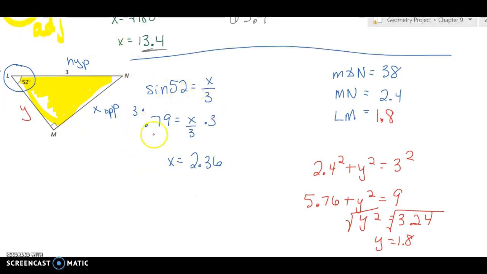And I solved this process to get 236. So I rounded that to 2.4. And then lastly, I didn't feel like doing another SOHCAHTOA, so I just did Pythagorean theorem, where I filled in my 2.4, my y, which is the new thing I'm looking for, in 3. And I ended up getting 1.8.